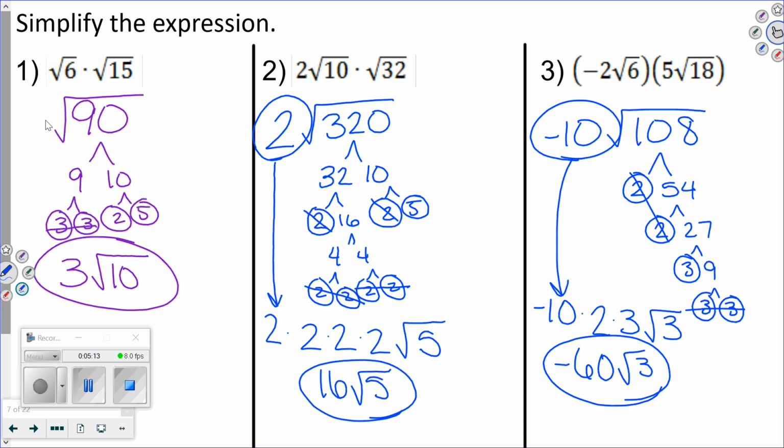How do I check my work to make sure it's right? Ask my calculator. You can just talk to your calculator. Save you time, right? But yeah, type in the original problem, see what it is. Type in your answer, see what it is. They should be the same decimals.